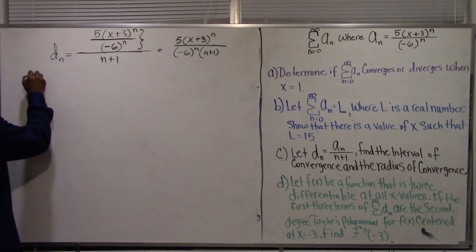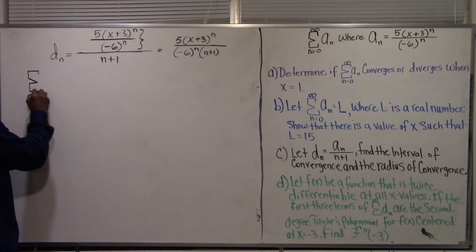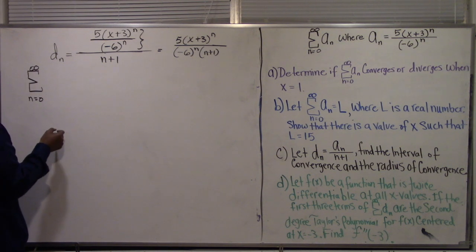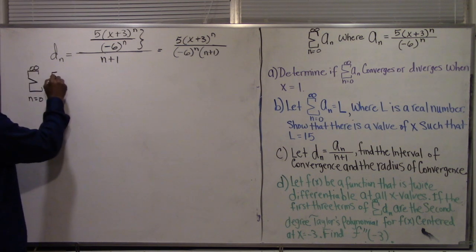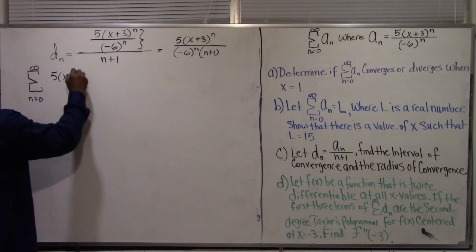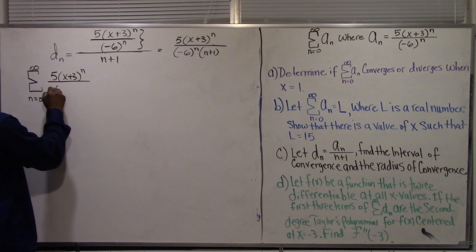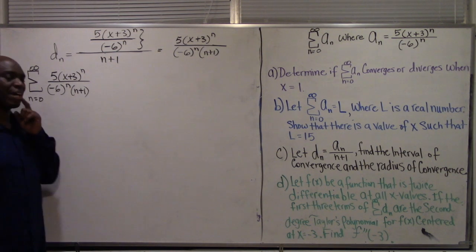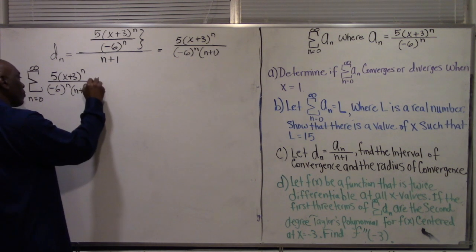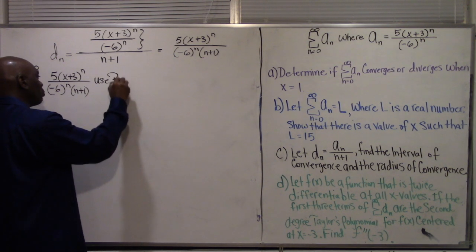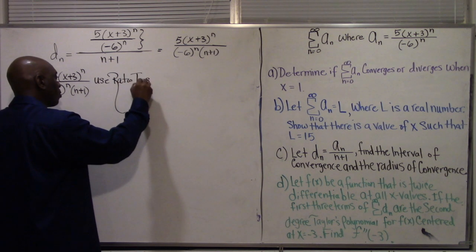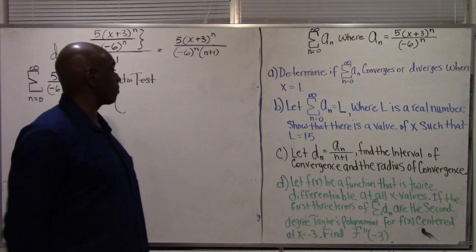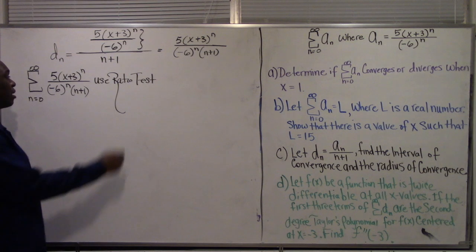So let's take a look at the series, as n equals 0 to infinity, of our series 5 times (x plus 3) to the n over (negative 6) to the n times (n plus 1). And on this we have to use the ratio test. You have to use the ratio test to check for the interval of convergence and radius of convergence. We want to use the ratio test.